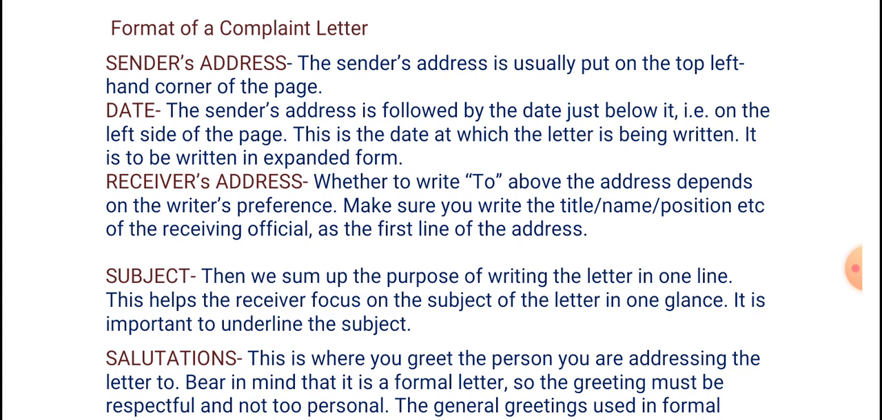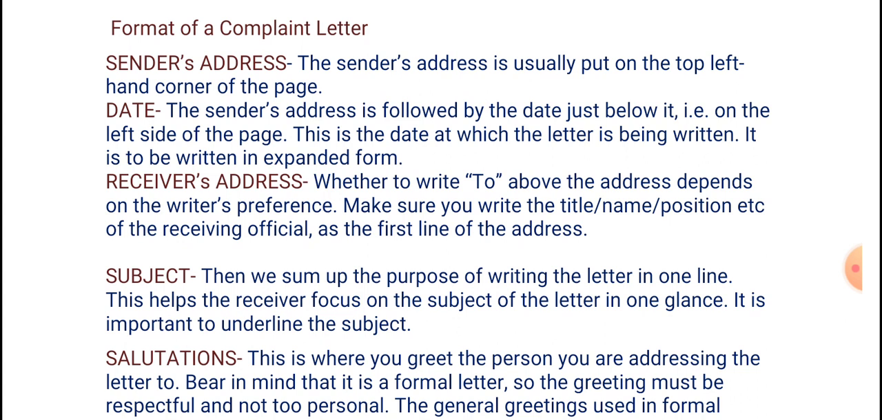Date should be written after that. The sender's address is followed by the date just below, that is on the left side of the page also. This is the date on which the letter is being written. It is to be written in expanded form, which means you should not write slash and hyphen there. You should write like 20th February 2020 in that way.